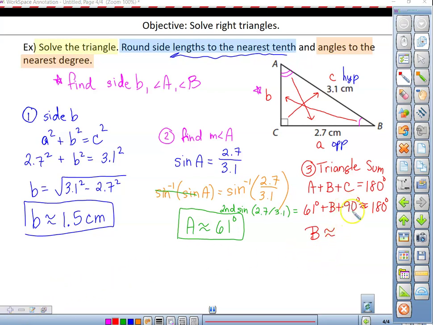So subtracting the 90 and the 61 both from the 180, you should be getting a value of about 29 degrees to the nearest degree. So that finishes all of the measurements that we didn't know, which means the triangle is now solved.